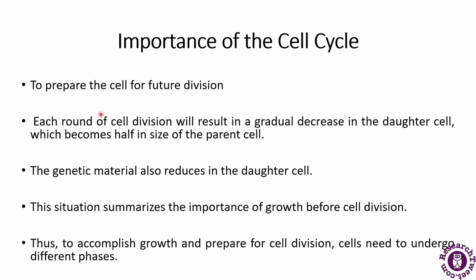Each round of cell division will result in a gradual decrease in size, and the daughter cell will become half the size of the parent cell. Now the genetic material also reduces in the daughter cell. This situation summarizes the importance of growth before cell division. So the importance here is about cell growth.